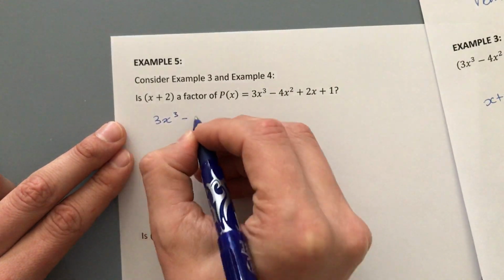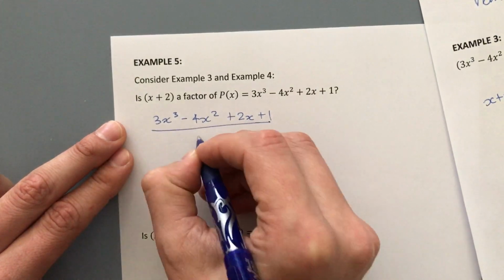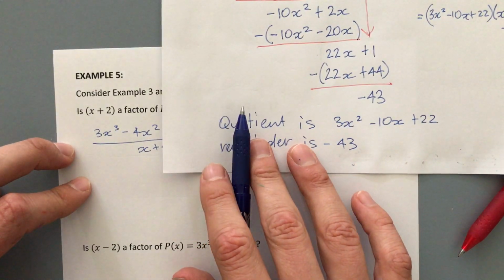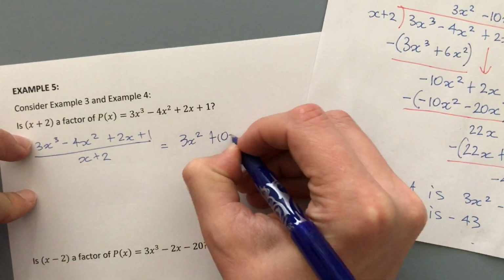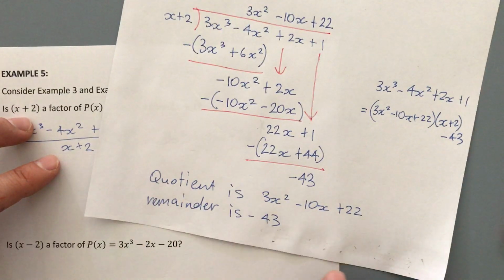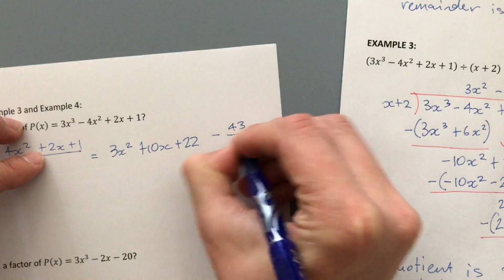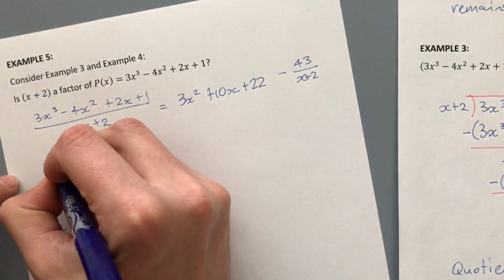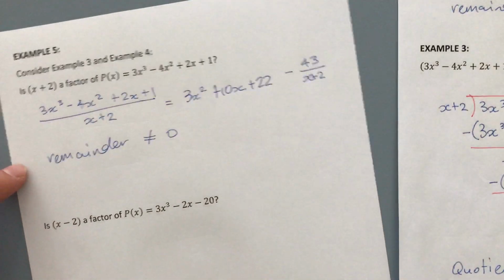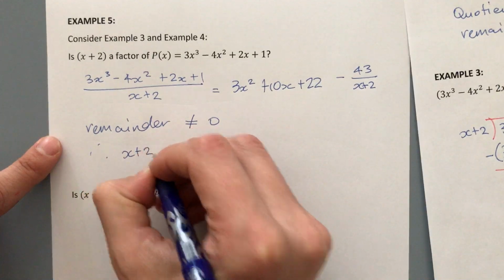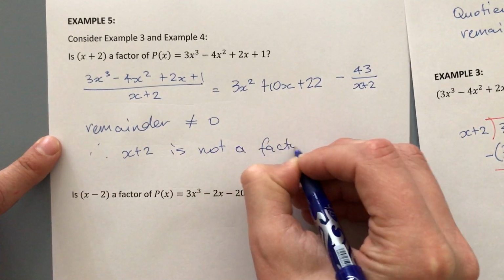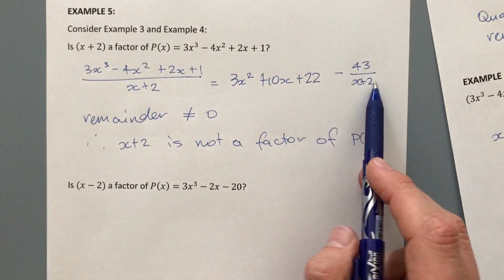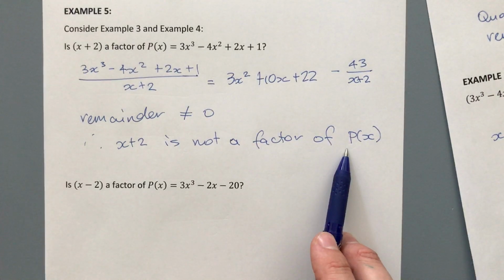3x cubed minus 4x squared plus 2x plus 1 divided by x plus 2 is equal to our quotient, 3x squared minus 10x plus 22, and we have a remainder of minus 43, so minus 43 over that factor x plus 2, sorry. What we can say here now is that the remainder does not equal 0. Therefore, x plus 2 is not a factor of p of x. Okay, so because we have this remainder portion to our polynomial when we divide by x plus 2, x plus 2 is not a factor of p of x.